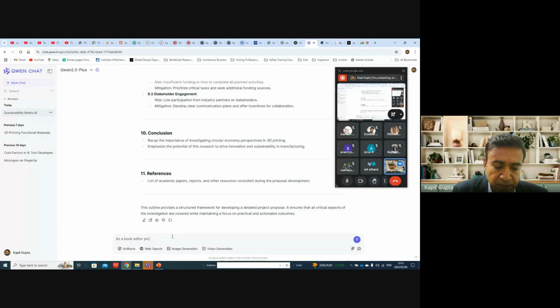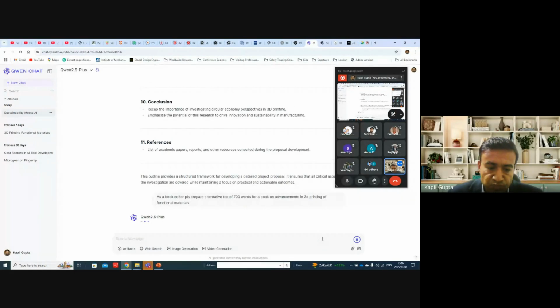As a book editor, please prepare a tentative TOC for a book on advancements in 3D printing of functional materials. Let's see, there are lots of books on 3D printing of functional materials, but on advancements. So let's check. Please prepare a tentative TOC of 700 words. Okay, we can also assign the book page numbers. It depends.